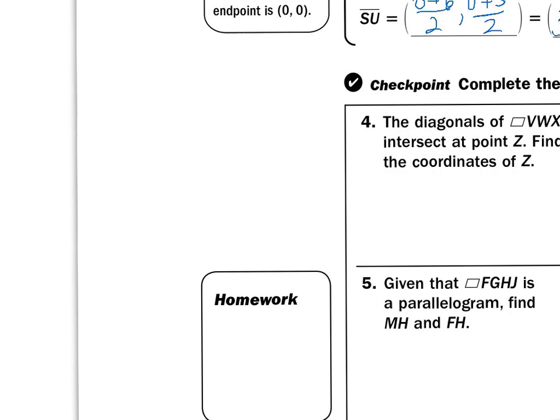So parallelograms have opposite sides parallel. They have opposite sides congruent. They have opposite angles congruent. And consecutive angles are supplementary, they add to 180. They also have diagonals that bisect each other. So this one is equal to that one. They also cross at the midpoint. Okay, so remember all that.